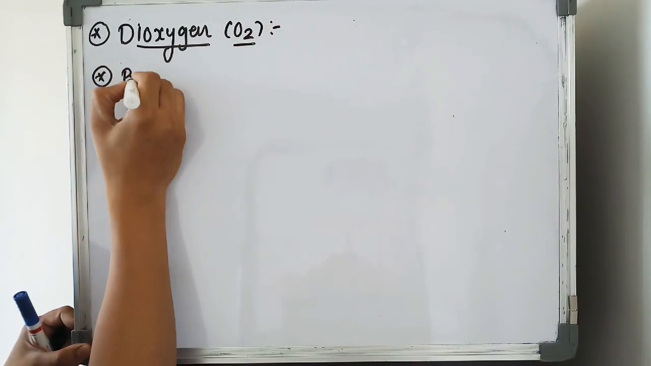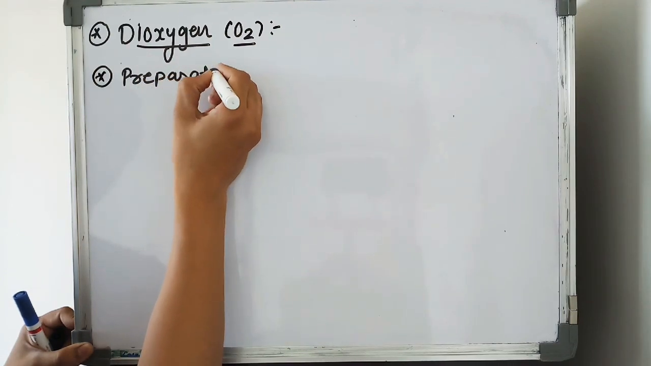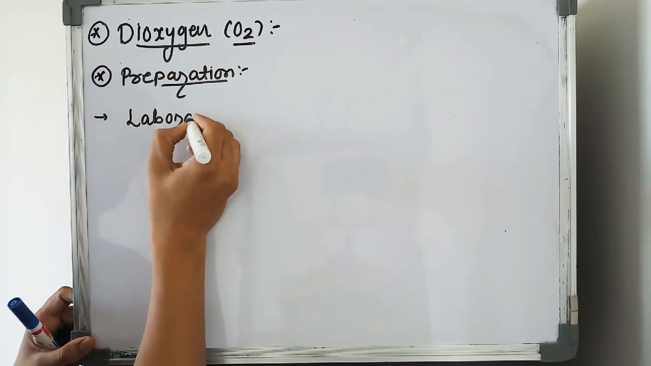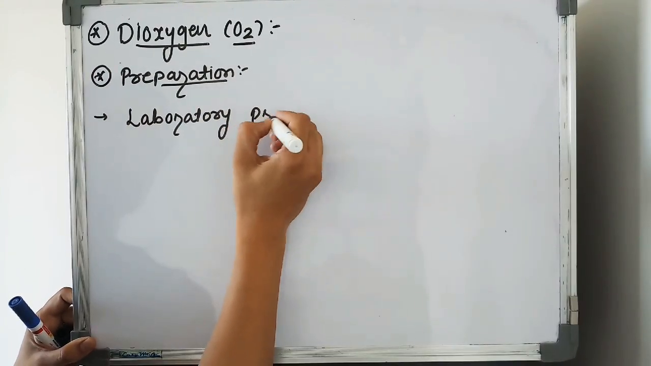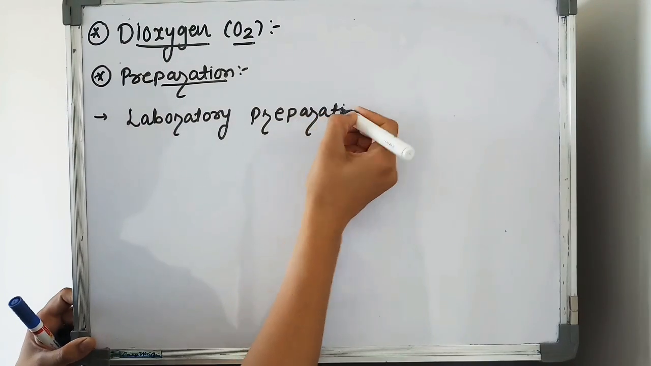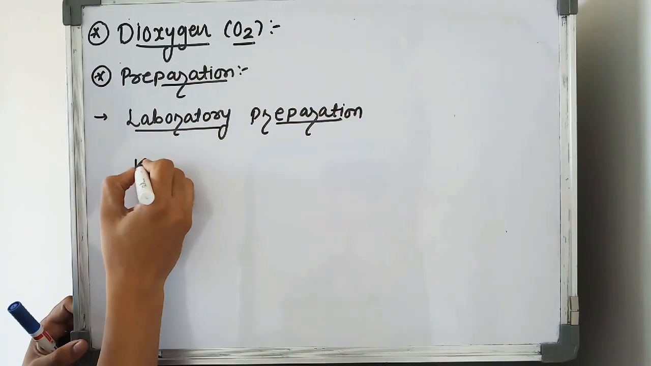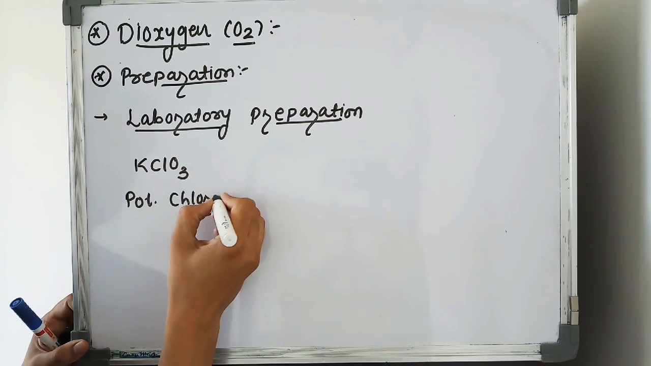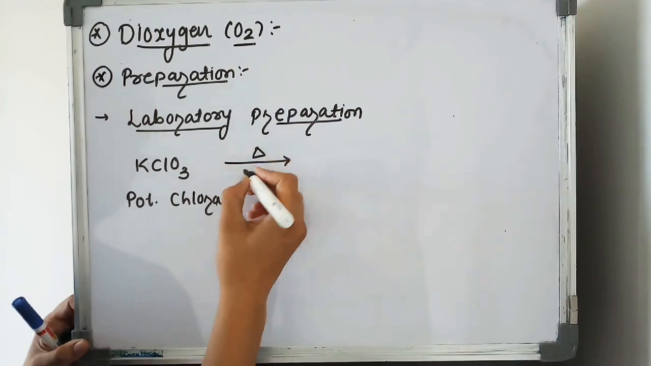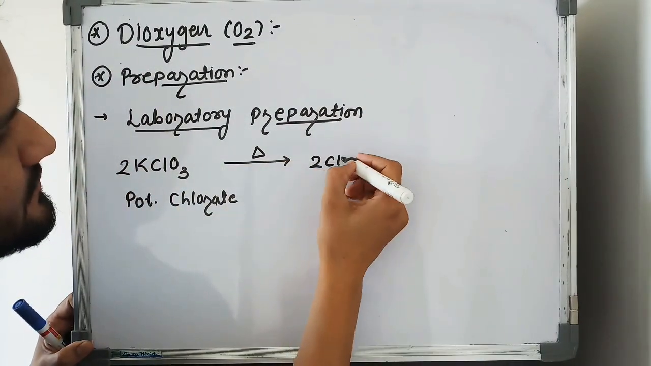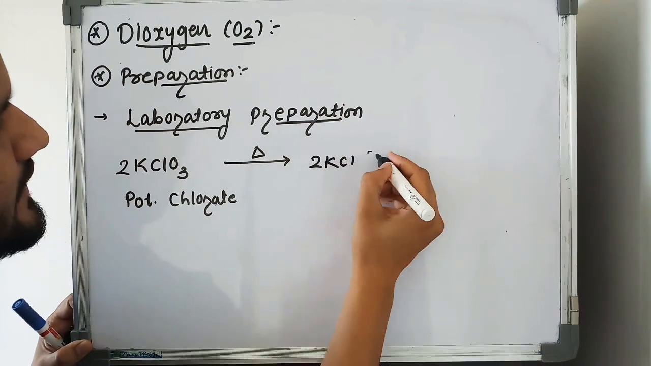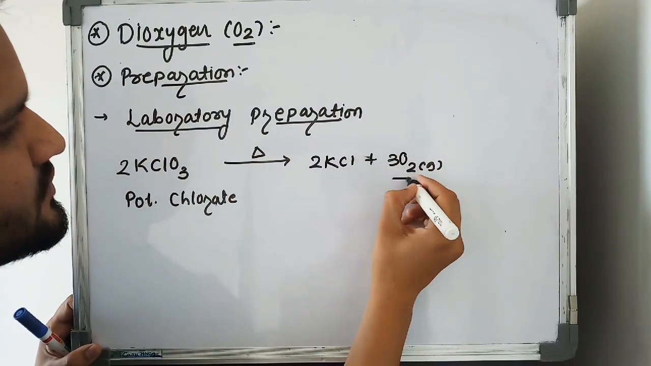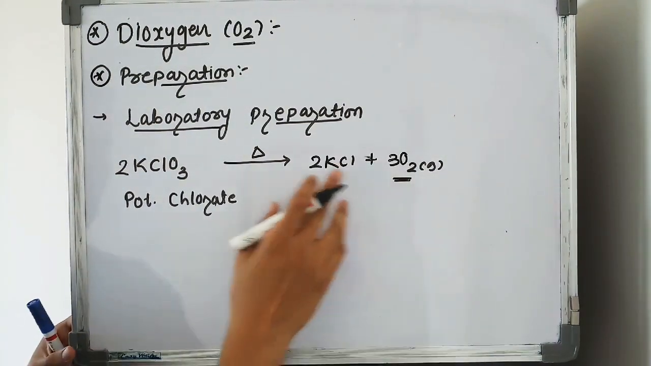First one is the preparation. How is this dioxygen prepared? The first is laboratory preparation. In this laboratory preparation, potassium chlorate on heating gives KCl, potassium chloride, plus 3 moles of oxygen. So this is considered the laboratory preparation of dioxygen.